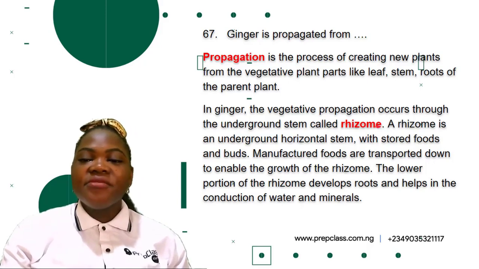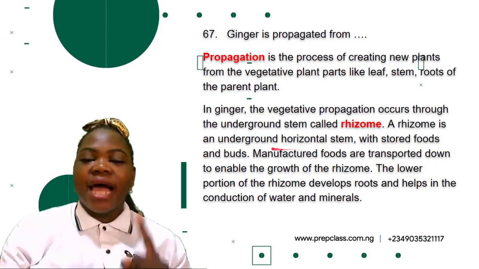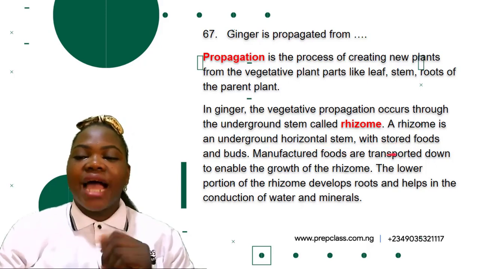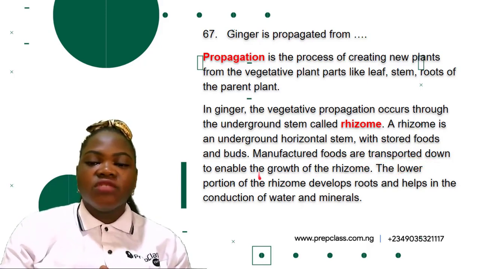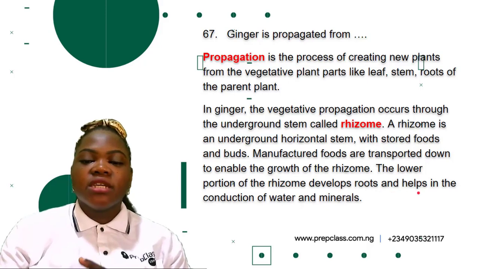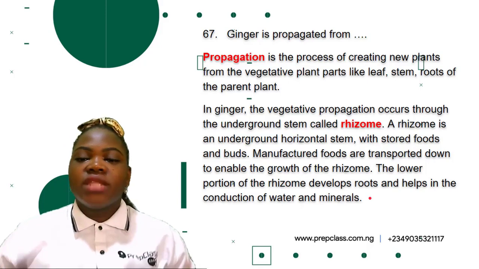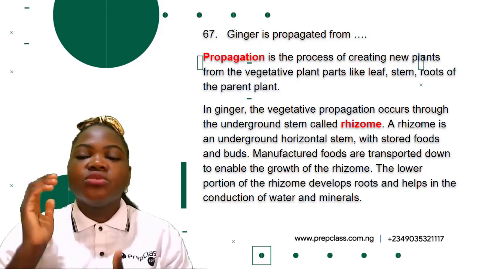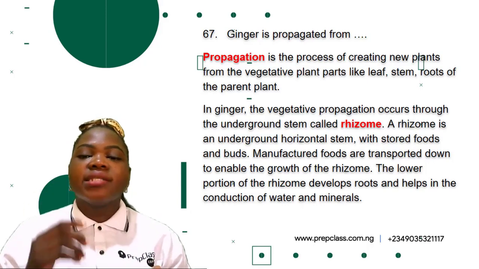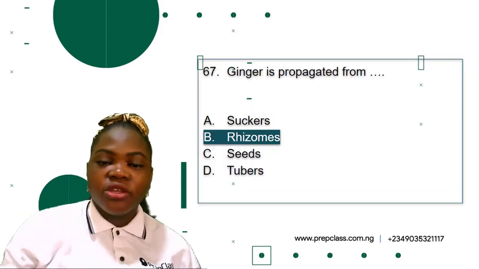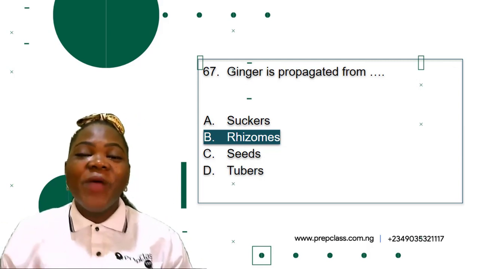What is a rhizome? A rhizome is an underground horizontal stem with stored foods and buds. Manufactured foods are transported down to enable the growth of the rhizome. The lower portion of the rhizome develops roots and helps in the conduction of water and minerals. So this is where foods are stored. That is why rhizome is used to propagate ginger. So the correct option here is option B, rhizomes. Ginger is propagated from rhizomes.